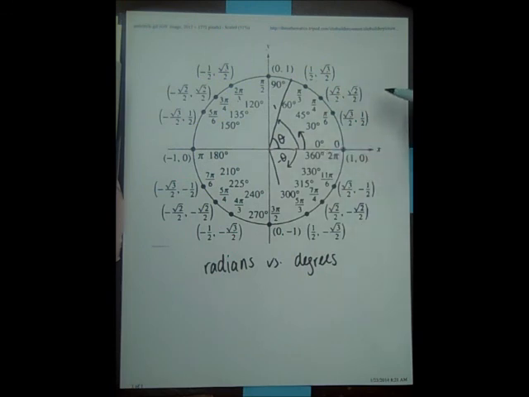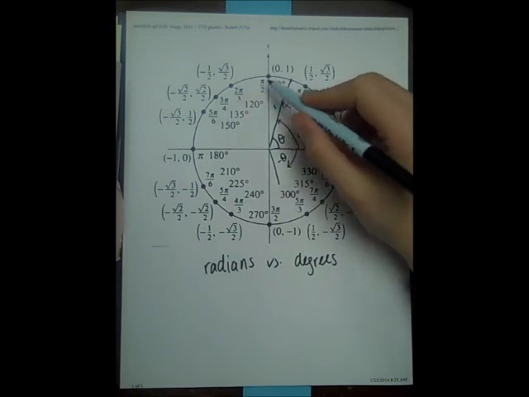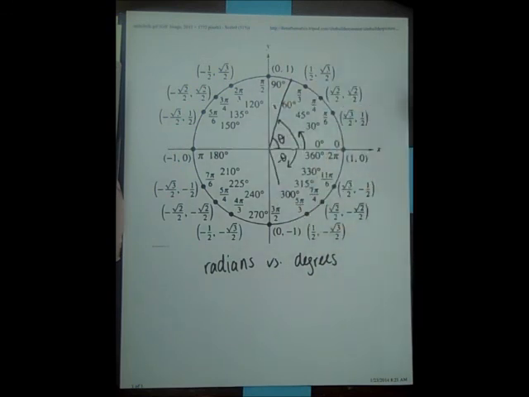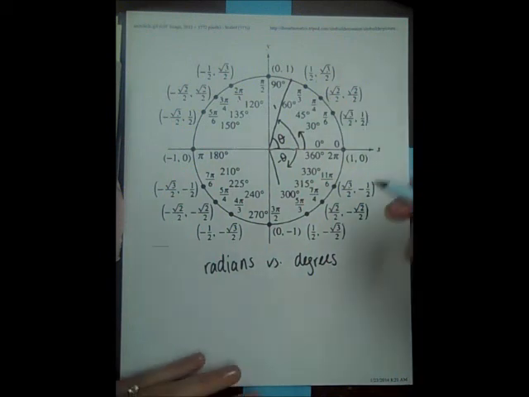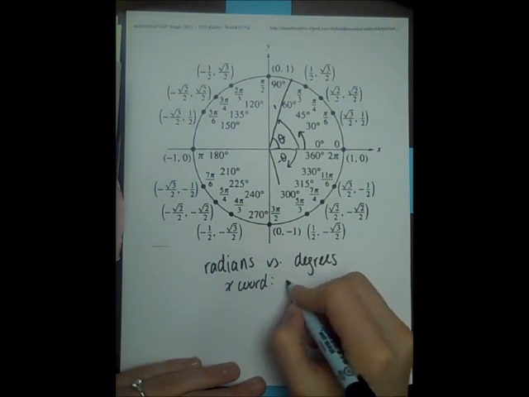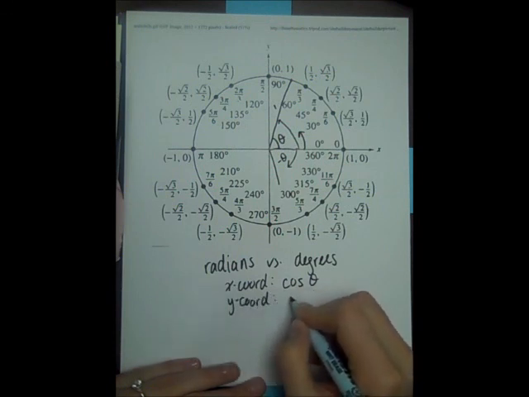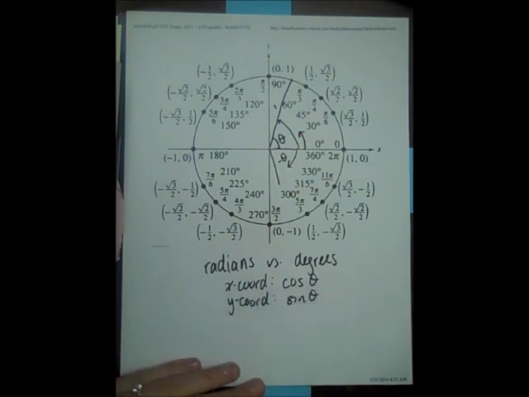If you want to know the sine or cosine of an angle, you find the corresponding angle, which we have written here, in either radians or degrees, and then read off the coordinates of that angle. So the x-coordinate is always going to be cosine of the angle, and the y-coordinate is going to be the sine of the angle.